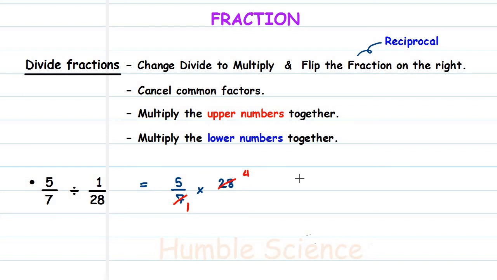Now we're going to multiply it. So 5 times 4 will be 20. So the answer here is 20.